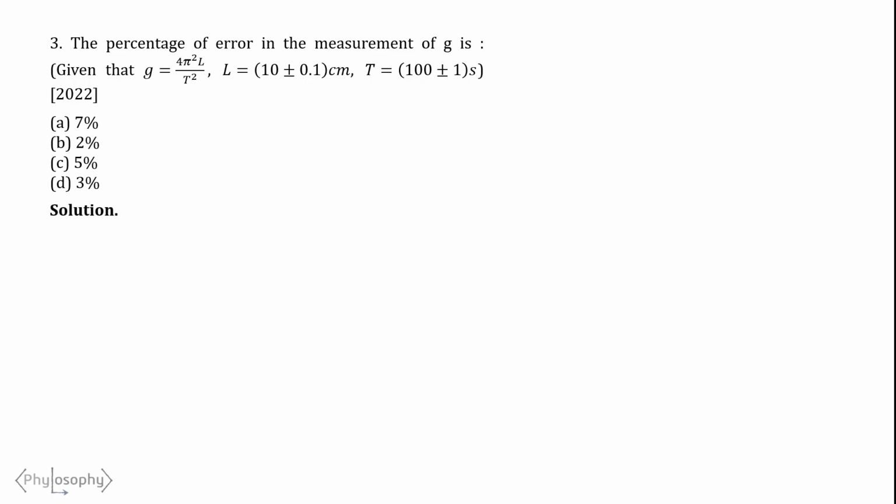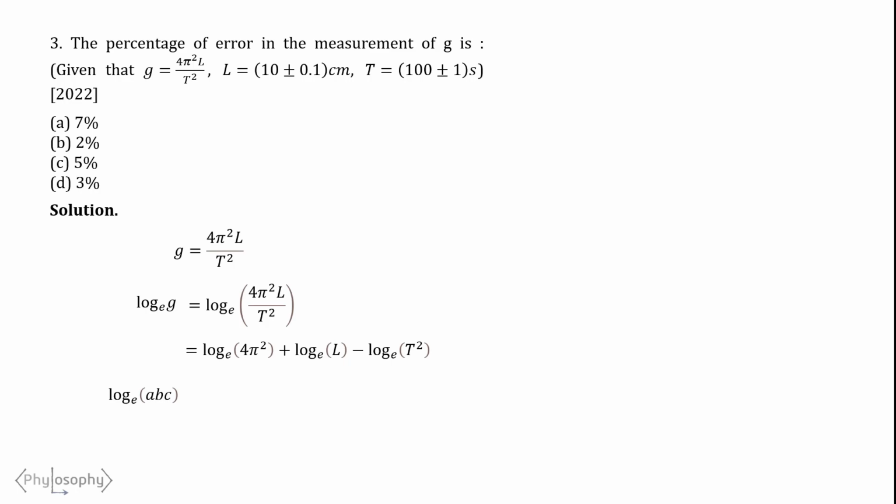Now to solve this problem, let us start with the given expression g equals 4 pi square L over T square. Now taking logarithm on both sides, we can write log of g equals log of 4 pi square L over T square, which equals log of 4 pi square plus log of L minus log of T square. Here we use the formula of log of ABC, which equals log of A plus log of B plus log of C. And also we use the formula for log of 1 over C, which is minus log C.